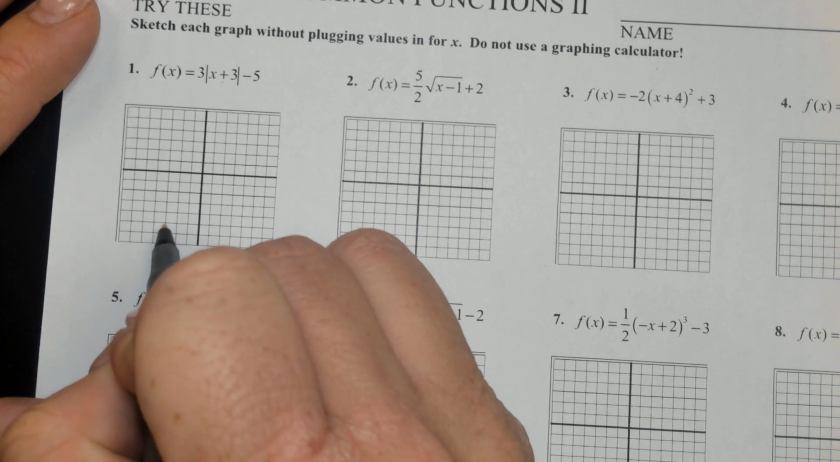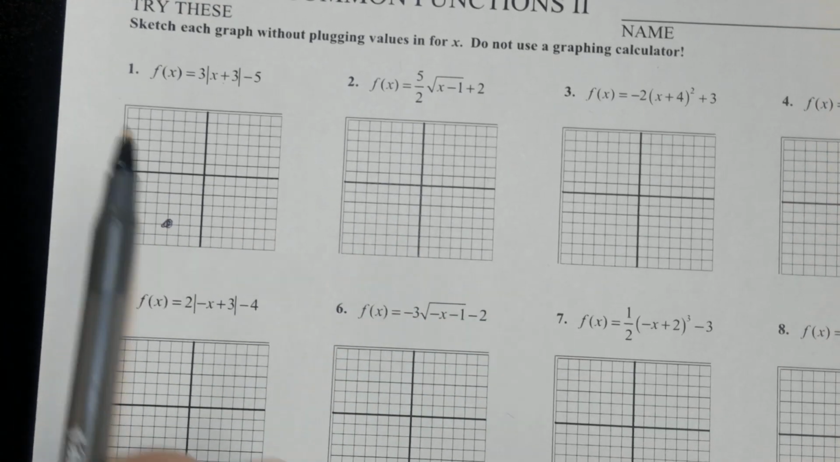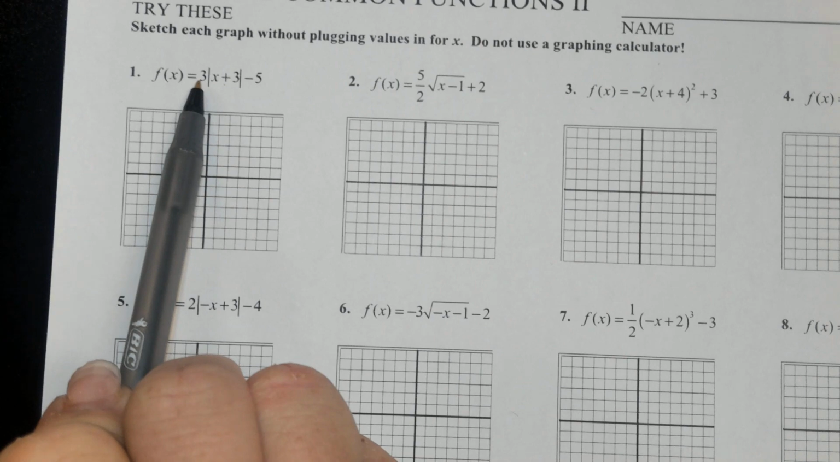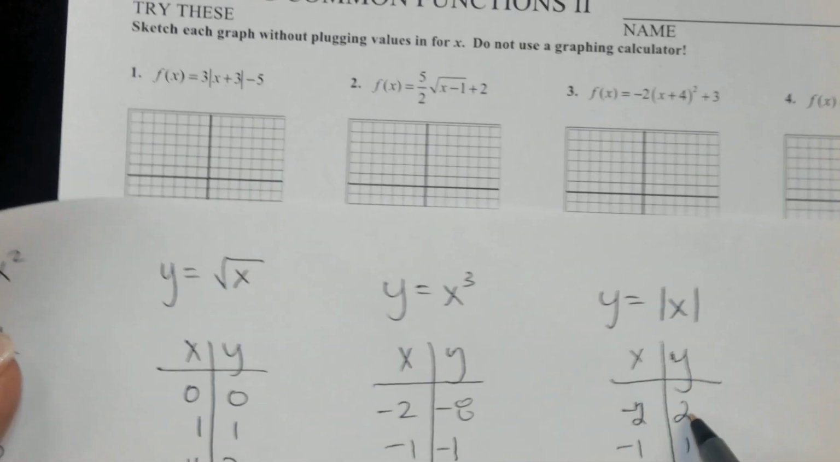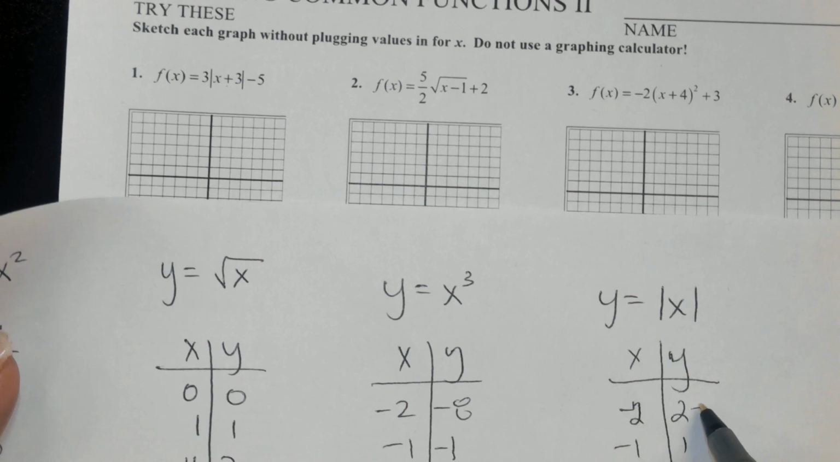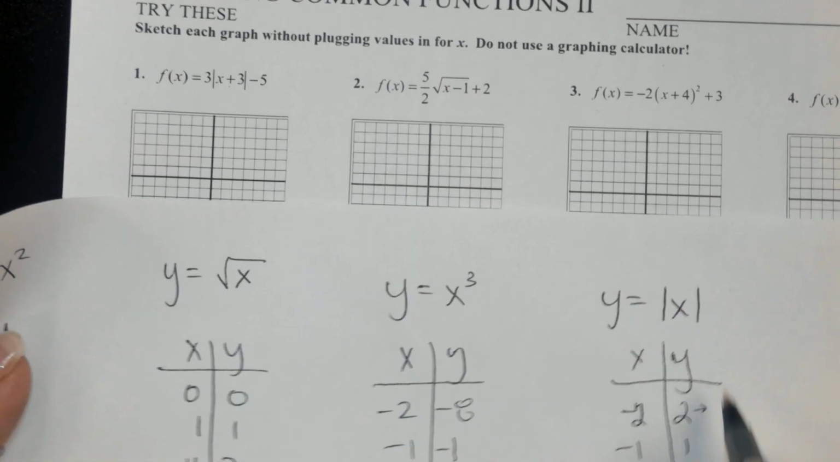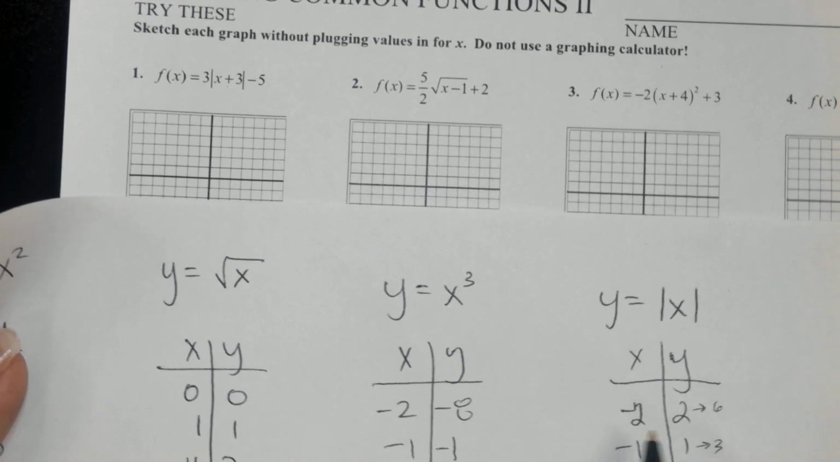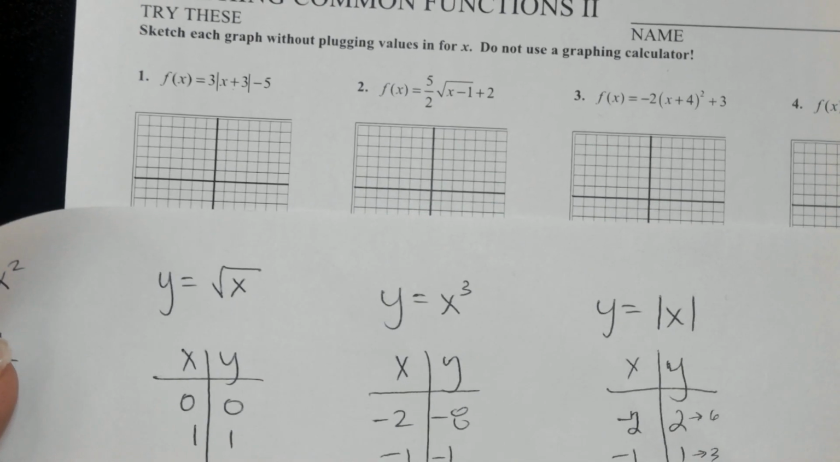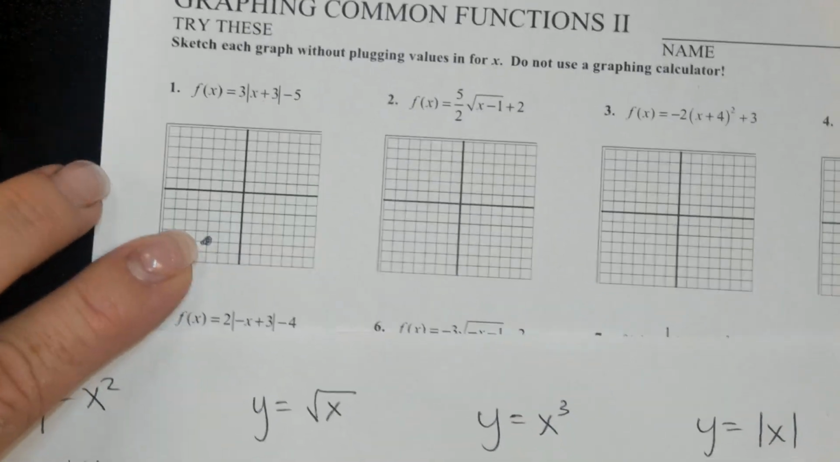1, 2, 3, 4, 5. Whenever there is a number out front, I need to multiply that times the y's. So I'm going to come over here and multiply this times the y's. So this is times 3. So this gives you 6, 3, 0, 3, and 6. Now how does that help you? This is like this point right here.